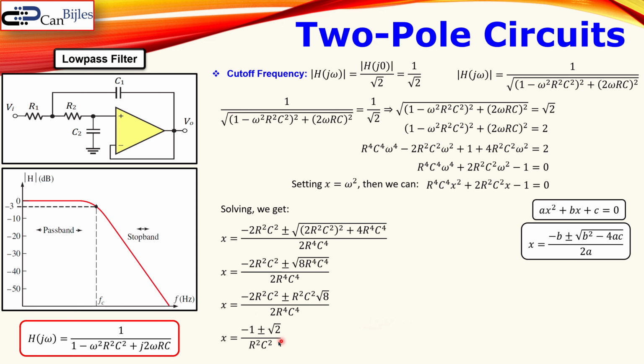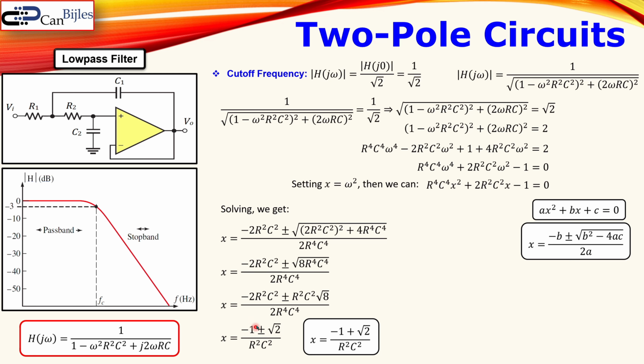Now you see an expression where you have the solutions for x. So x is now equal to minus 1 plus or minus the square root of 2 over the r squared and c squared. The only solution which is valid is the one which has the positive part here.